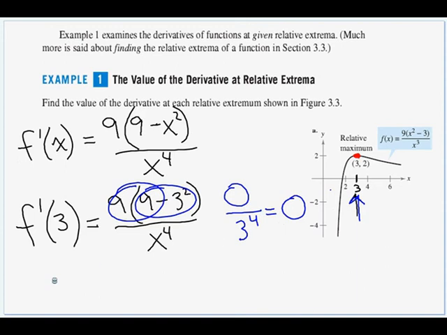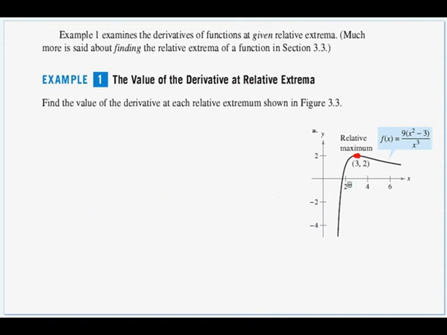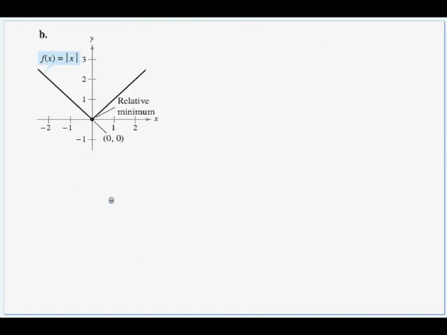Again, this example is a lot like the first few homework problems assigned for this section. Let's look at part B here. In part B, we want to find, here is our relative min. It is given down here as 0. Our given function is f of x is equal to the absolute value of x. And again, the directions were to find the value of the derivative at this min. They handed us the min. It's at 0, 0. We need to take the derivative of this and, in fact, find out that the derivative has a value of 0 at that point.